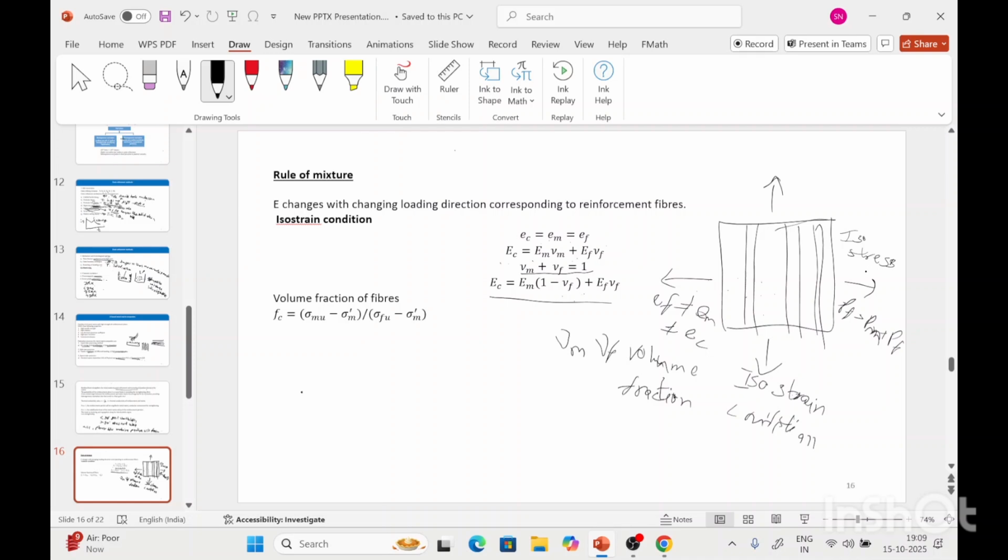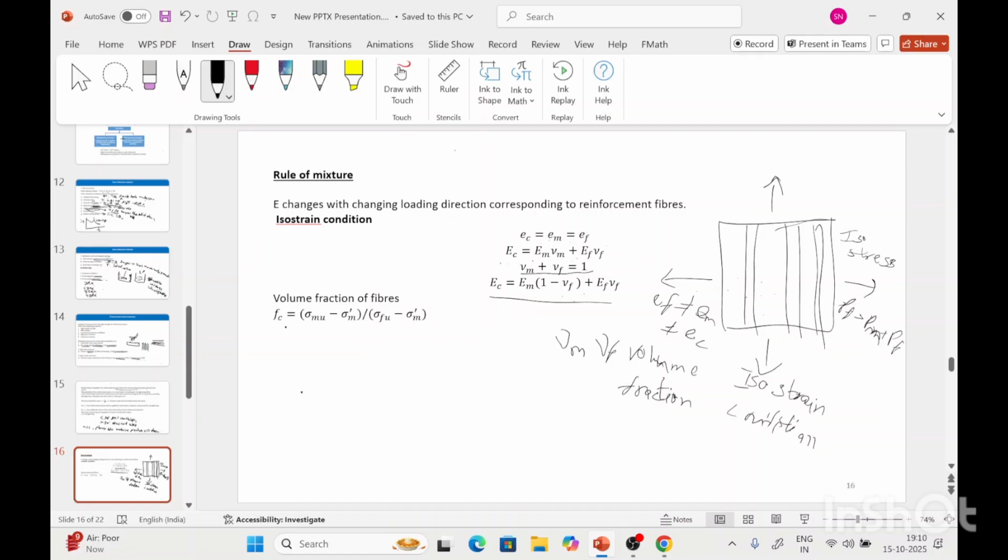The isostress condition will decrease the elastic modulus. So in the isostress condition, we will achieve a lower elastic modulus as compared to the isostrain condition. And by doing some derivation, we can achieve the critical amount of volume fraction of the fiber, which results in the strengthening of the metal matrix.